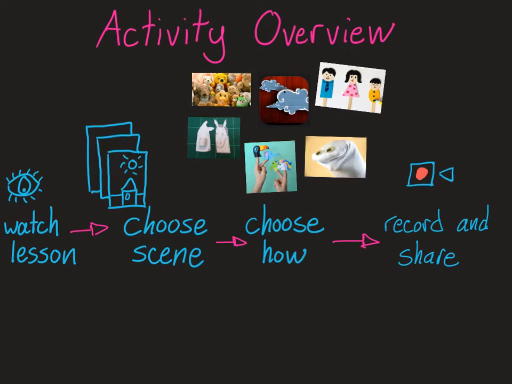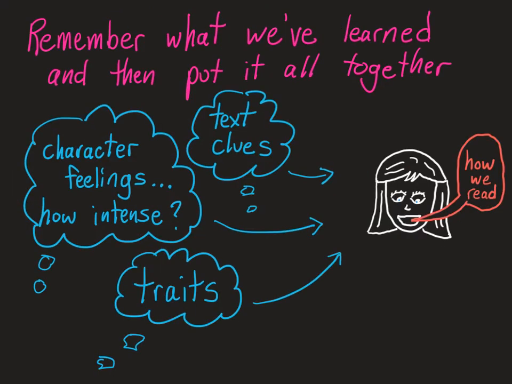Then you're going to choose a scene either from one of your books or something you found online or from a list that I've made you of scenes I think would be fun. Then you're going to choose how you want to make your puppet show. Then you're going to record it and share it. Today, I'm going to help you remember what you've already learned, and then you're going to put it all together.